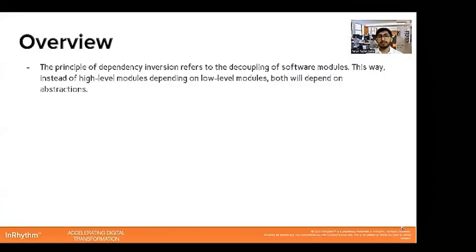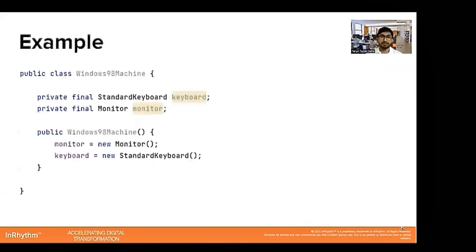The principle of dependency inversion refers to the decoupling of software modules. This way, instead of high-level modules depending on the low-level modules, both will depend on the abstraction. Now, we have done that before in the open close principle, but we'll go back to that example again. But let us first try to understand the new example.